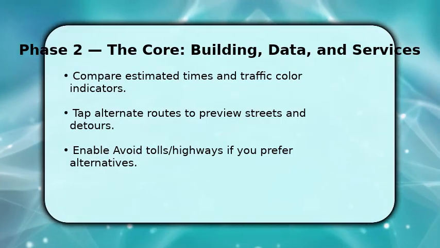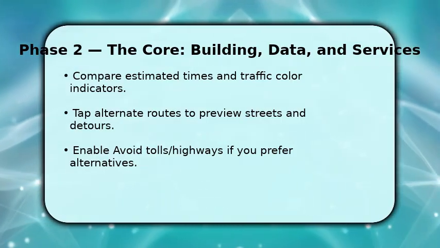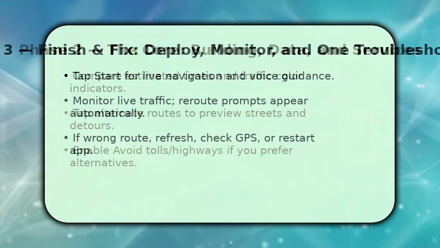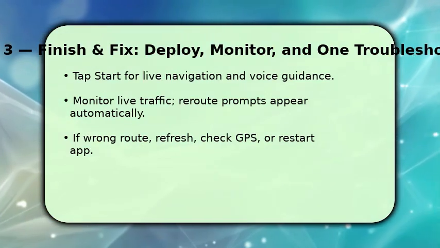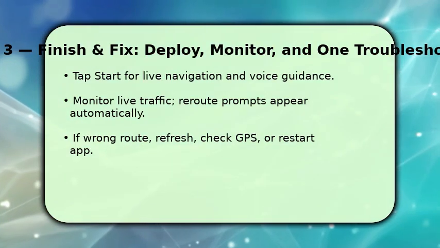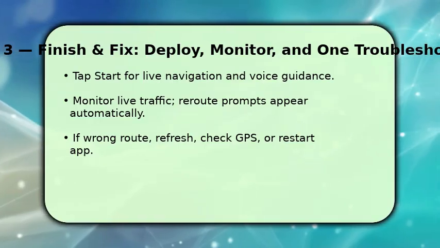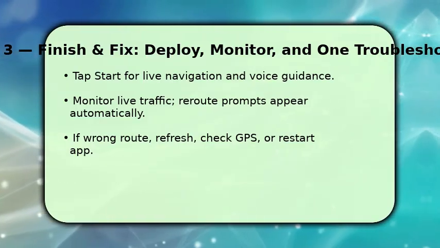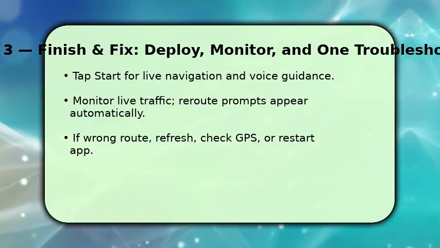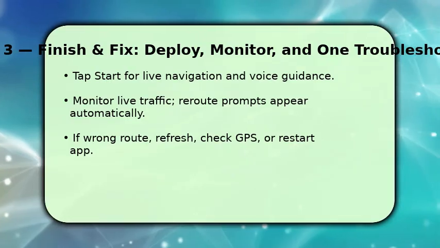Once you select one, Maps highlights turn-by-turn guidance. Finally, tap Start to begin live navigation and follow voice prompts. Google Maps updates ETA continuously using live traffic so your chosen route stays current. If heavy congestion appears, Maps may suggest an alternate and ask to reroute, except when faster.